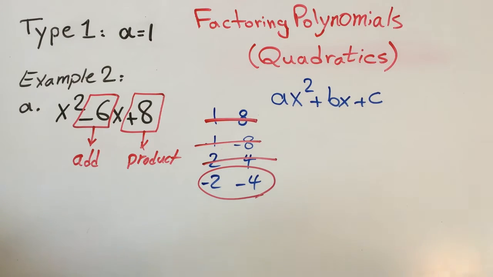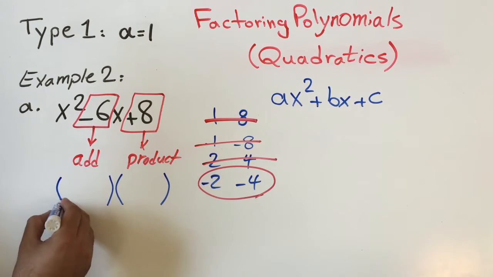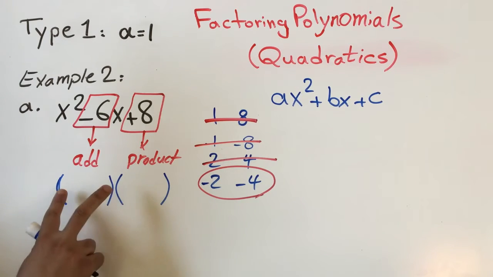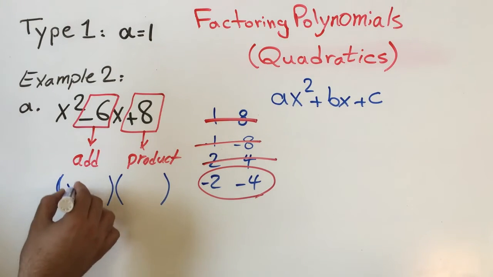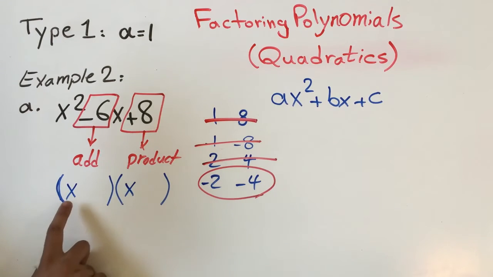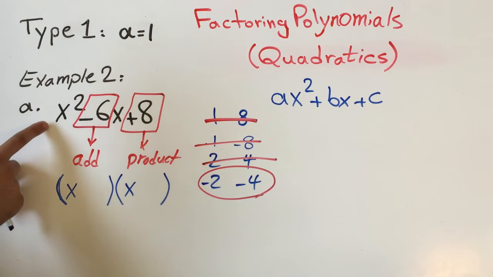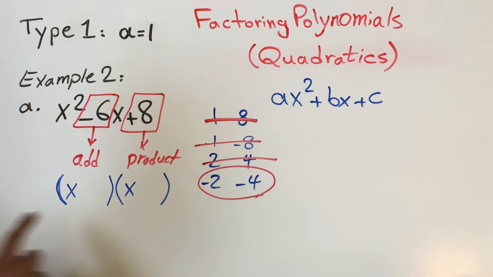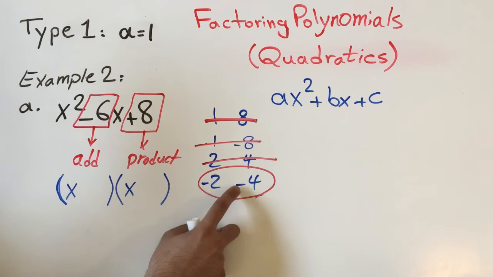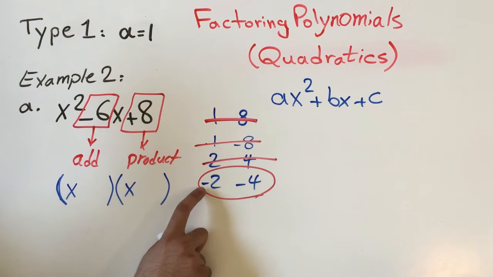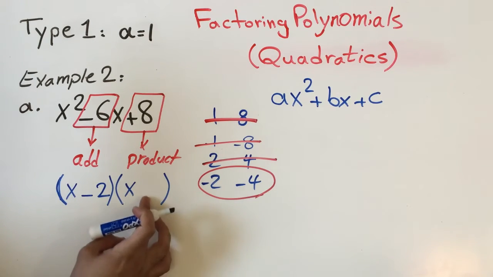Okay, now I have to have two brackets beside each other. This is the factor form of this. The first terms inside the brackets in type 1 always are x and x. The reason is that when you multiply x by the other x, this will give you the x squared, the first one. So now you have to just put these two numbers here with their signs. So don't lose the signs. -2 comes here, very easy. And then -4 comes here.